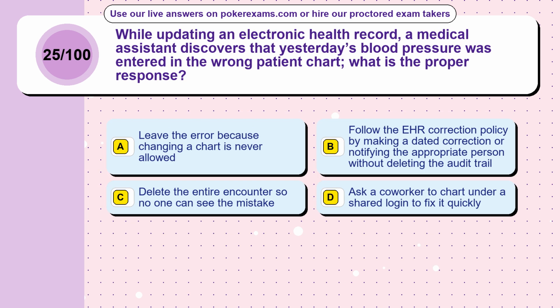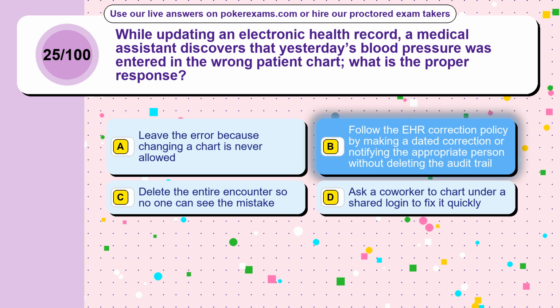Question 25. While updating an electronic health record, a medical assistant discovers that yesterday's blood pressure was entered in the wrong patient chart. What is the proper response? Option A, leave the error because changing a chart is never allowed. Option B, follow the error correction policy by making a dated correction or notifying the appropriate person without deleting the audit trail. Option C, delete the entire encounter so no one can see the mistake. Option D, ask a coworker to chart under a shared login to fix it quickly.